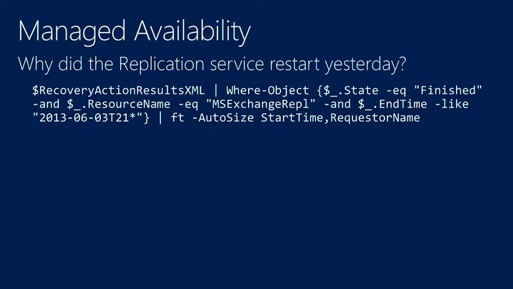So what you can do is use this to troubleshoot or investigate what managed availability actually did on your system. This is showing you a very basic, simple example: why did the Exchange replication service restart yesterday? We found that it restarted, and we want to look in the managed availability logs to find out why that happened.